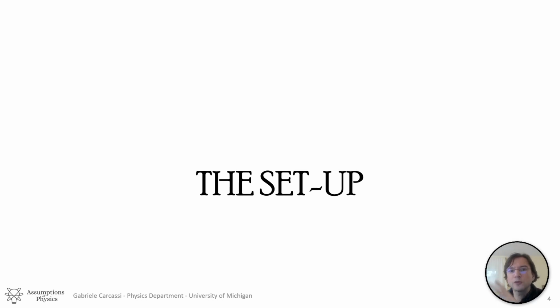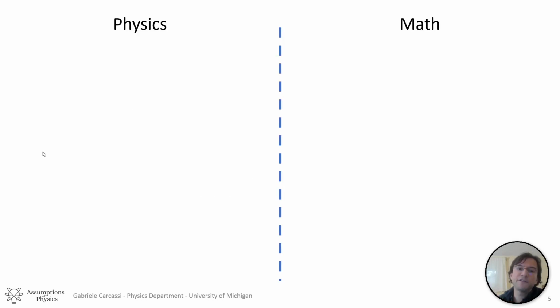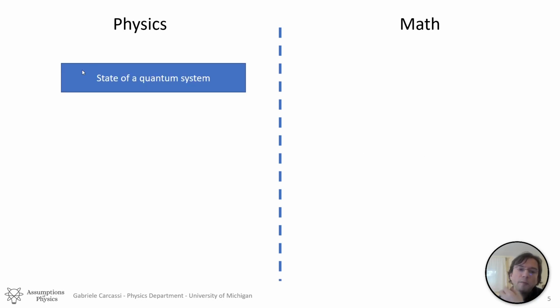The first thing that I want to clarify is how I think about the relationship between physics and math in the current formulation of quantum mechanics. So we have the physics on one side and we have the math on the other side. We have some physical objects, for example, the state of a quantum system. This is something that exists in the real world, it's something that we prepare in a lab. And then we need to represent this mathematically.